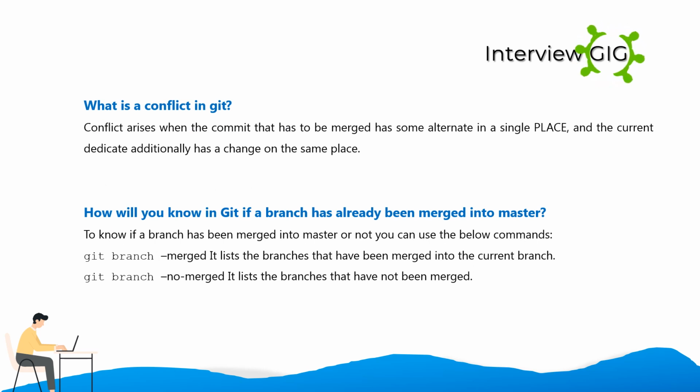What is a conflict in Git? A conflict arises when the commit that has to be merged has some change in a single place, and the current commit also has a change in the same place.